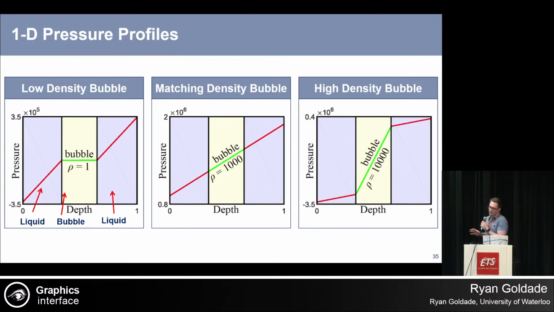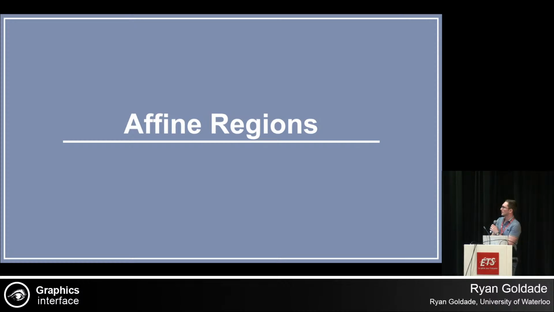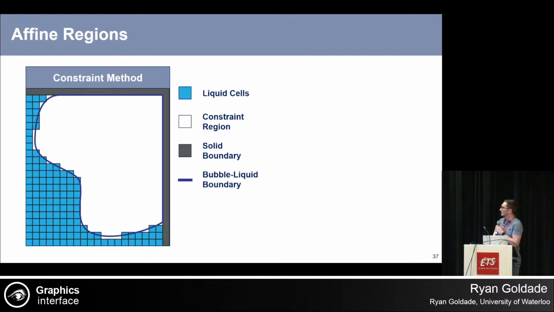And there's a pretty good explanation for why. If you look at the pressure inside the bubble for low density bubbles relative to the liquid, the pressure is relatively constant. So approximating the whole region as a single constraint is a pretty good approximation. But for anything higher, it clearly is not constant, and so everything breaks down. So to attempt to correct this, we bring in the affine region idea.